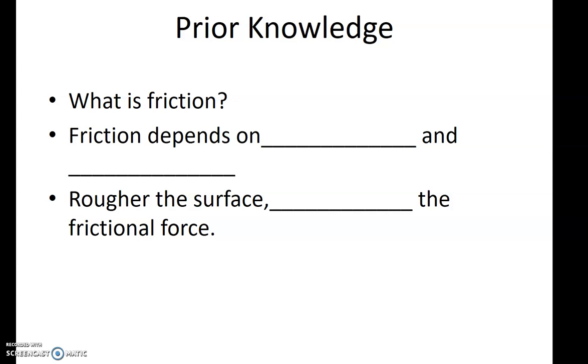First question is, what is friction? As we have learned from the previous video, frictional force is a force that opposes motion between two surfaces that are touching each other. Second question, friction depends on dash and dash. It depends on the kind of surface and the force between the surfaces. Rougher the surface, dash the frictional force. Greater the frictional force.